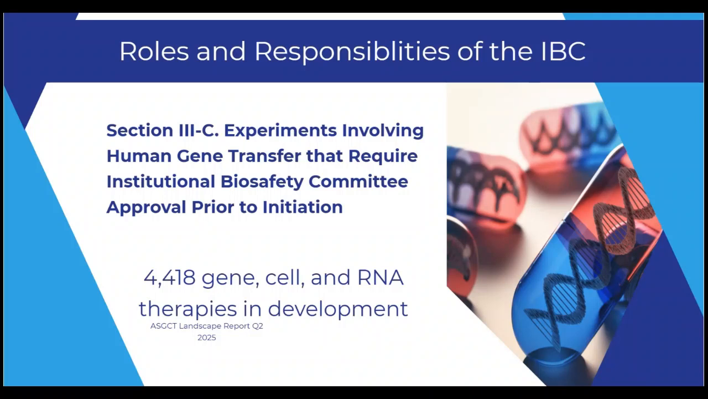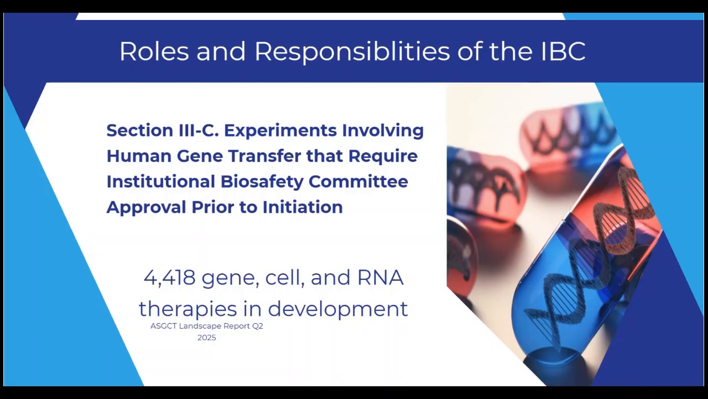Section 3C are human clinical trials that involve the deliberate introduction of recombinant or synthetic nucleic acids into a person. According to the latest landscape report on cell and gene therapies from the Association for Cell and Gene Therapy, there are over 4,000 investigational genetically modified therapies, somewhere along the translational medicine pathway.